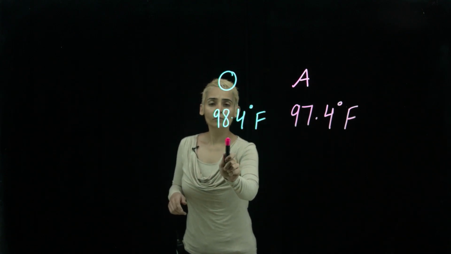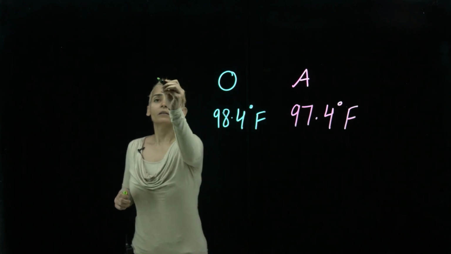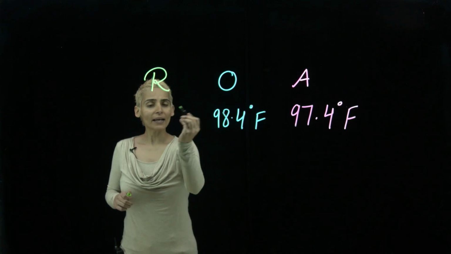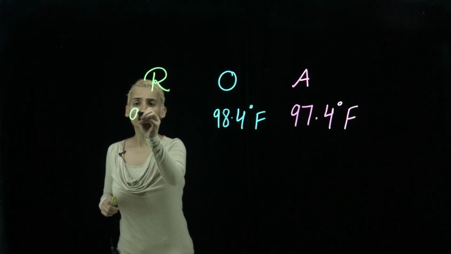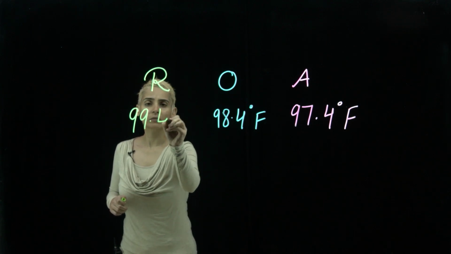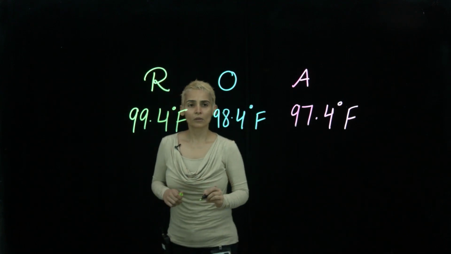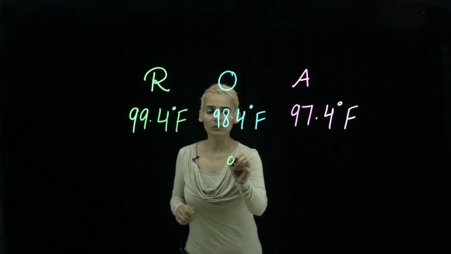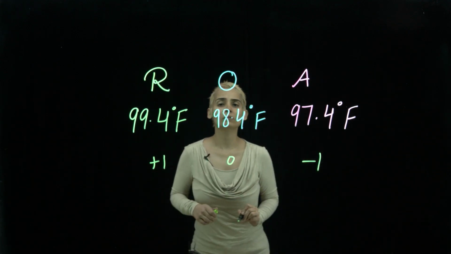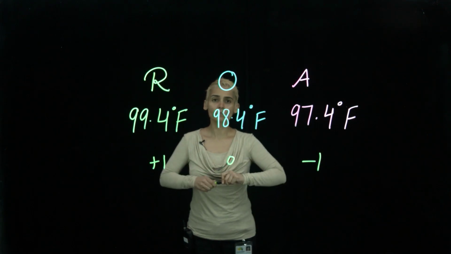Now, if you had to convert the same to rectal temperature reading, here is our rectal temperature. You will have to add 1 over here to give it an accurate rectal temperature reading. So it will be 99.4 degrees Fahrenheit. So let's just say this one is 0, this one is +1, and this one is -1. I need everybody to be very clear about this concept.